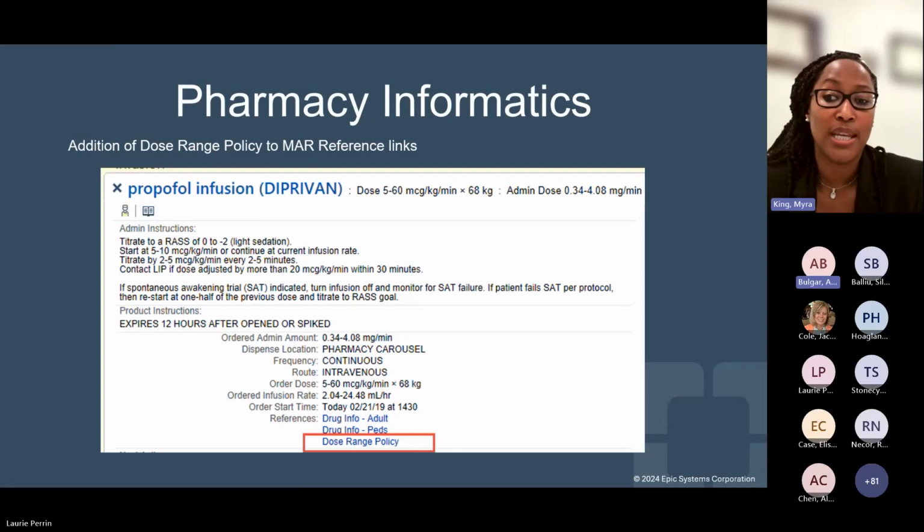We wanted to make sure that our policies were easily accessible to nurses as they were titrating as well. We do have an online system that houses our policies, but we thought it would be helpful to make relevant policies easily accessible right on the MAR. So we added a link to our policy so that nurses can pull it up and reference it as they are titrating if they had questions in terms of what the requirements were. Again, that was also a helpful tool. Next slide, please.